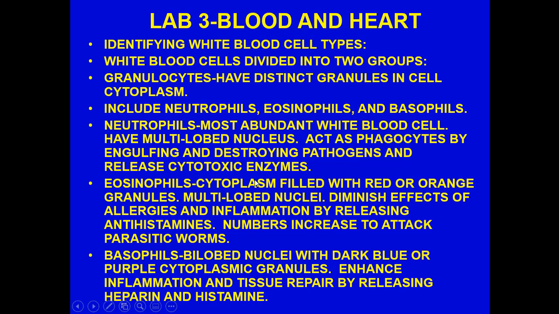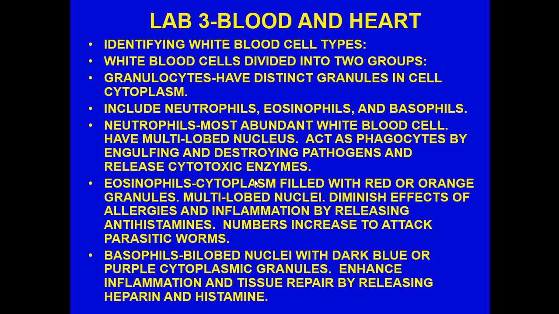When we talk about identifying white blood cells, they can be divided into 2 groups, granulocytes and agranulocytes. Granulocytes have distinct granules in the cell cytoplasm. They include neutrophils, eosinophils, and basophils. Neutrophils are the most abundant white blood cell that you're going to see. They have a multi-lobed nucleus, so it's not nice and round, but kind of like it's been pinched around a little bit. They act as phagocytes by engulfing and destroying pathogens and release cytotoxic enzymes.